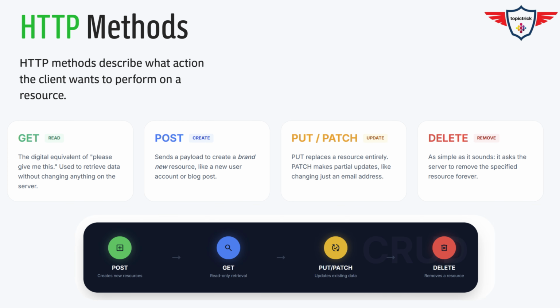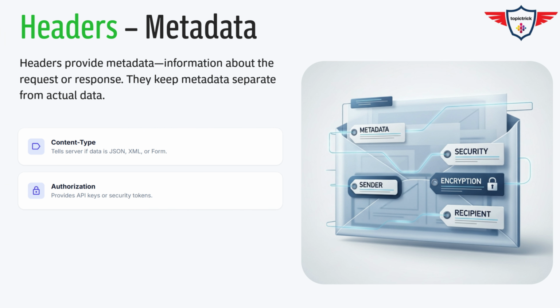Now let's move on to the next set of components: headers, query parameters, and payloads. Headers are key value pairs that provide metadata about the request or the response. Metadata is information about the data, not the data itself. For example, headers can tell the server what type of data the client is sending, what format the client expects in return, or who the client is.